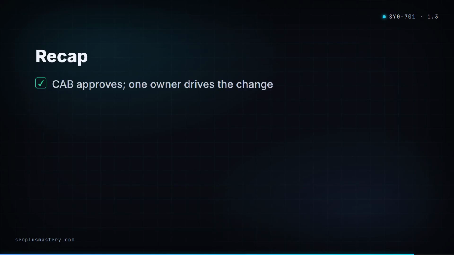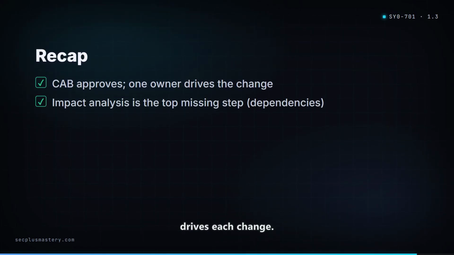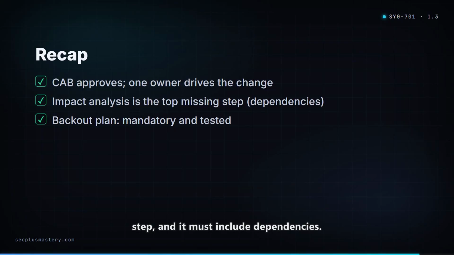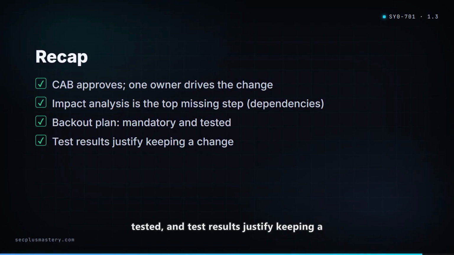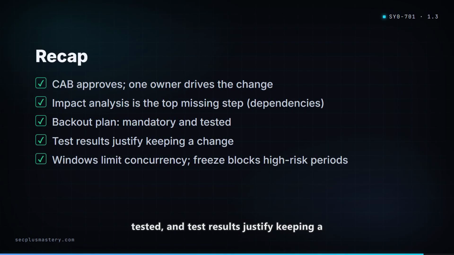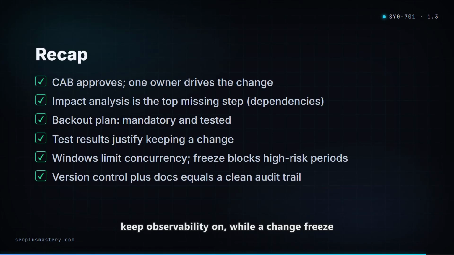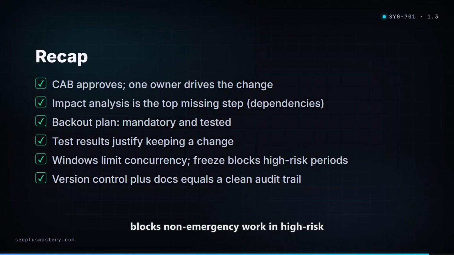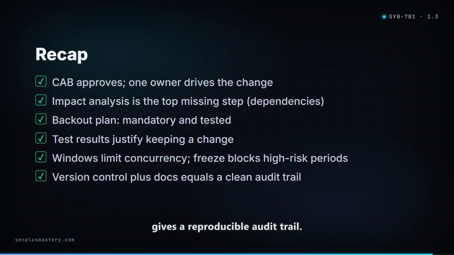Here are the takeaways. The CAB approves, but one accountable owner drives each change. Impact analysis is the most common missing step, and it must include dependencies. A backout plan is mandatory and tested, and test results justify keeping a change. Maintenance windows limit concurrency and keep observability on, while a change freeze blocks non-emergency work in high-risk periods. Version control plus updated docs gives a reproducible audit trail.